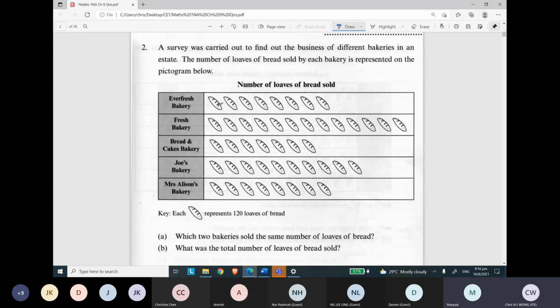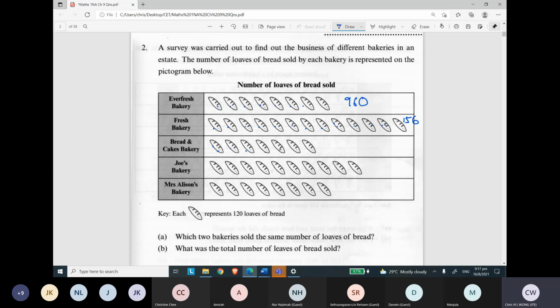Each loaf represents 120. 1, 2, 3, 4, 5, 6, 7, 8. 8 times 12 is 960. Am I right? 1, 2, 3, 4, 5, 6, 7, 8, 9, 10, 11, 12, 13 times 12. Somebody give me an answer, please. Each is 120. 156, 13 times 12, right? How many? 156, sir. Thank you. Welcome, sir. This one and the next one.